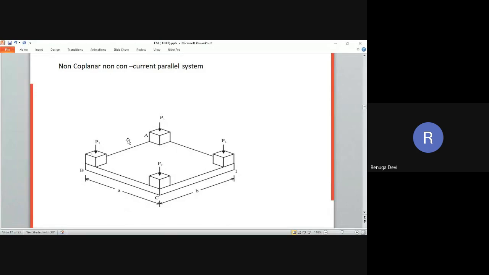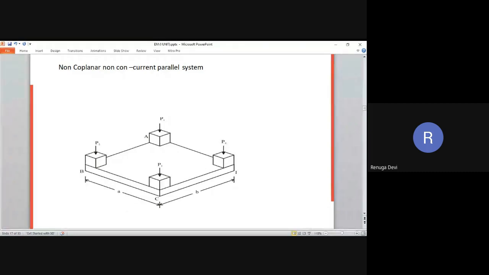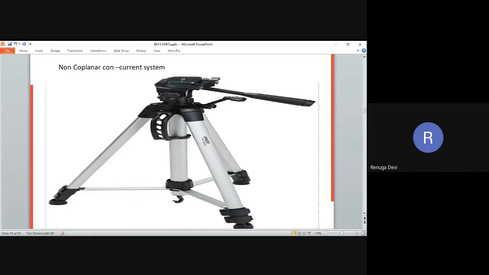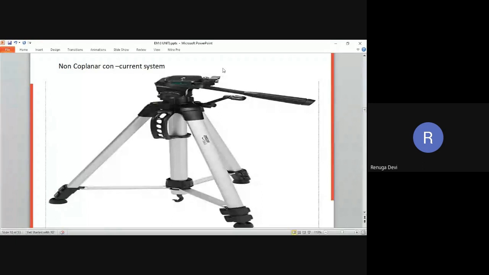Okay, then non-coplanar non-concurrent. We just see that. So non-coplanar means this is one plane. Here this is not a plane. This is not a single plane. Just see that this is one plane, this is another plane, this is another plane, and this is another plane. So in these four planes, four forces are acting. So non-coplanar, non-concurrent parallel system.